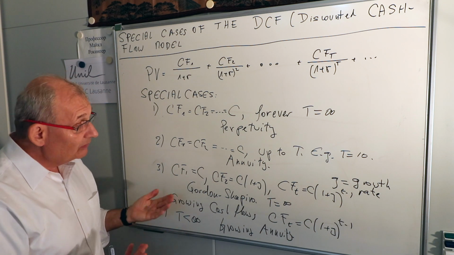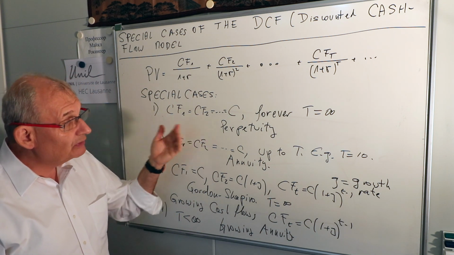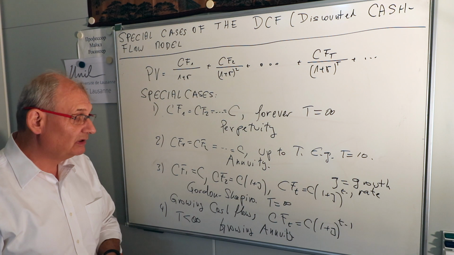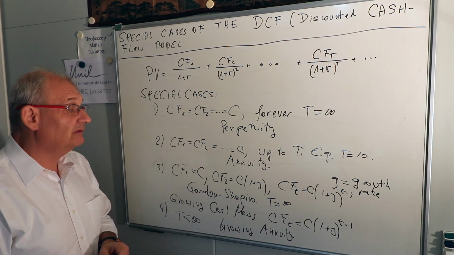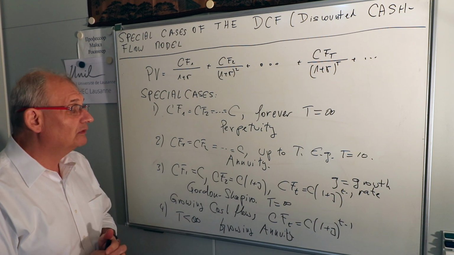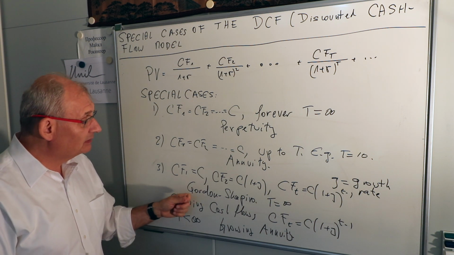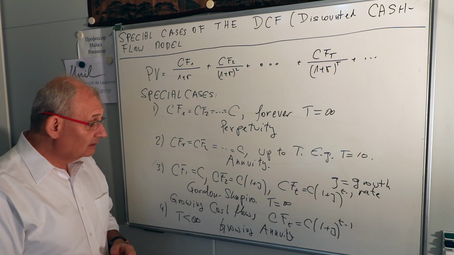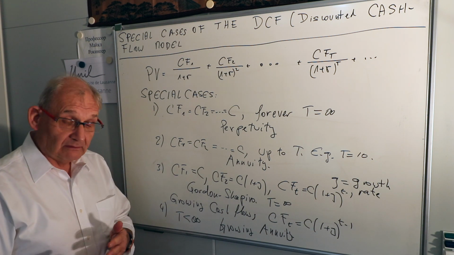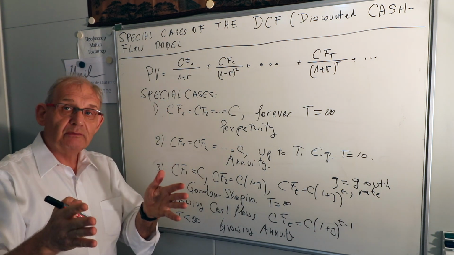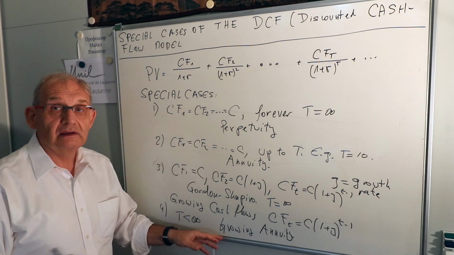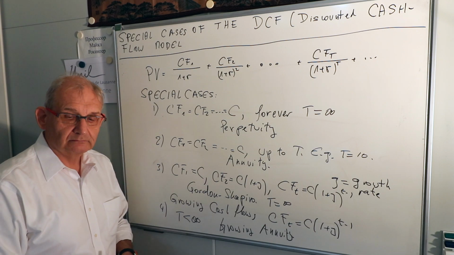In that case you get something that you could call a growing perpetuity, or you give it directly the name of the people who use this formula very intensively, which are Gordon and Shapiro. Or you then consider the case as a last situation where you're going to have growing cash flows up to a finite time horizon. In that case you get the growing annuity.